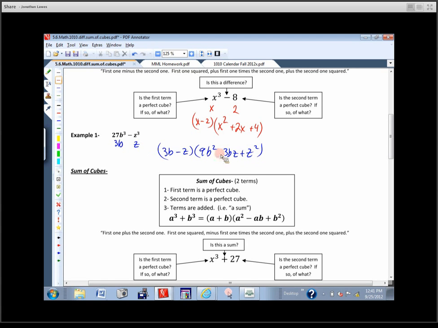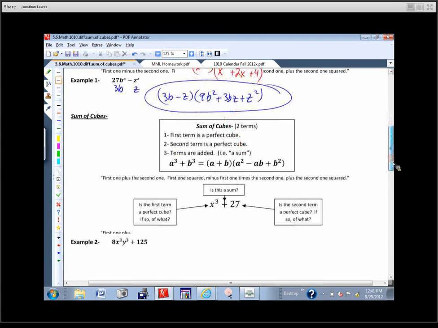And what sign do I put here? I put a plus. Okay? And that right there is the answer. Okay? If you know the formula, it's very simple. It's easier than trinomial grouping. It's easier than any of the other techniques if you know the formula. Okay? All right, so let's take a look at the next one.